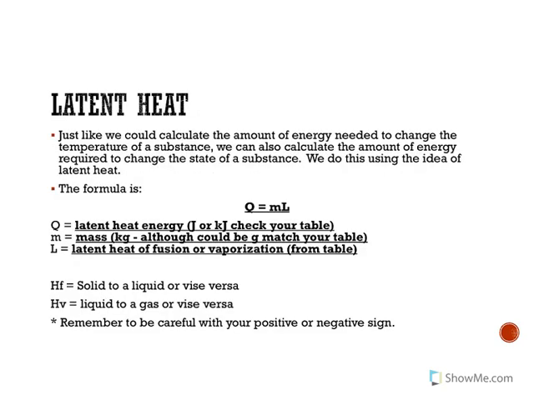So a new formula here. We can calculate the amount of energy needed to change the temperature of a substance. We can also calculate the amount of energy required to change the state of a substance. We can do this using the idea of latent heat. So the formula for latent heat is Q is equal to mL. This is when you're changing the state of a substance.